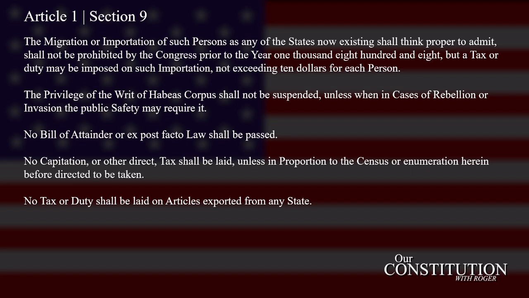The privilege of the writ of habeas corpus shall not be suspended unless when in cases of rebellion or invasion, the public safety may require it. No bill of attainder or ex post facto law shall be passed. No capitation or other direct tax shall be laid unless in proportion to the census or enumeration hereinbefore directed to be taken. No tax or duty shall be laid on articles exported from any state.